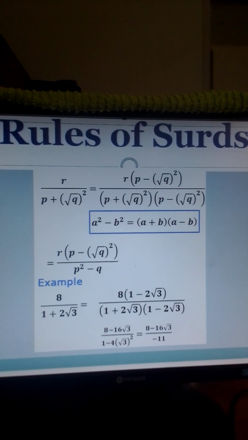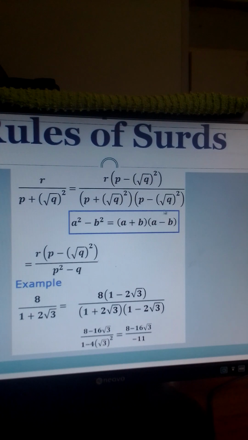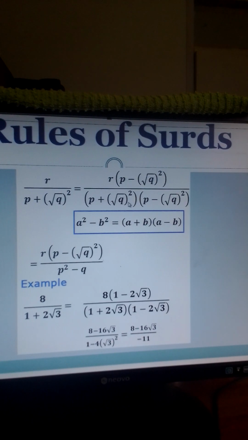Next is this expression here, r divided by p plus root q squared. Here we find the conjugate of p plus root q squared, and then multiply the numerator and the denominator by that conjugate. The conjugate of p plus root q squared is p minus root q squared. So we multiply r times p minus root q squared, divided by p plus root q squared times its conjugate.